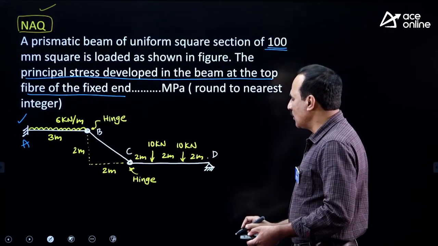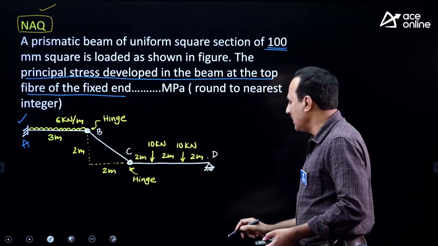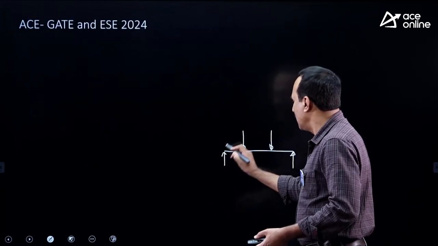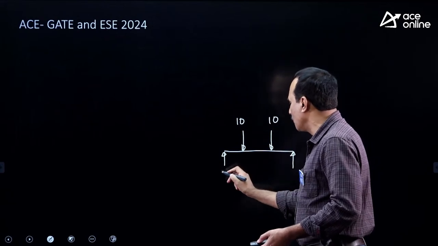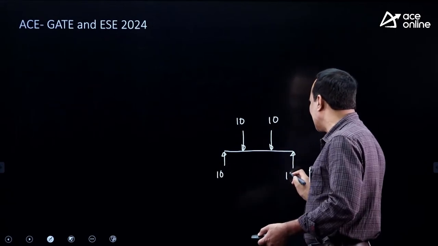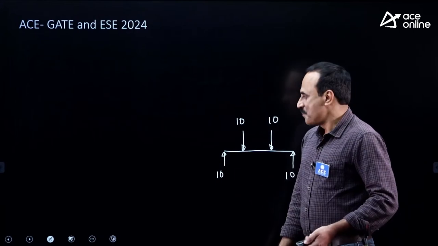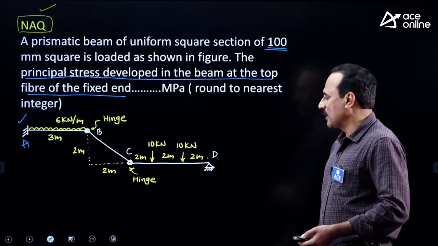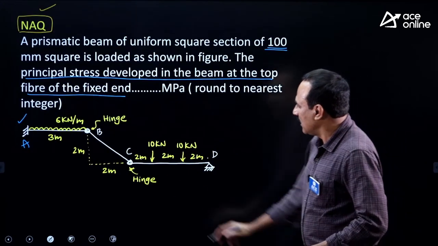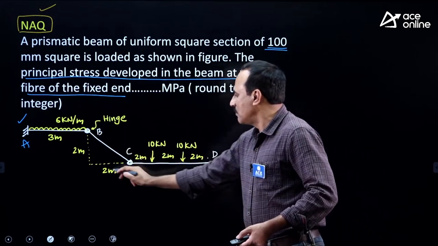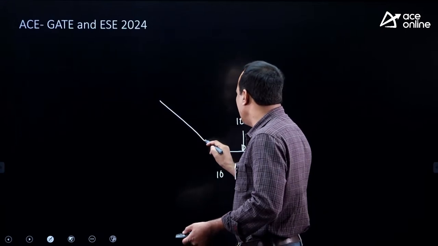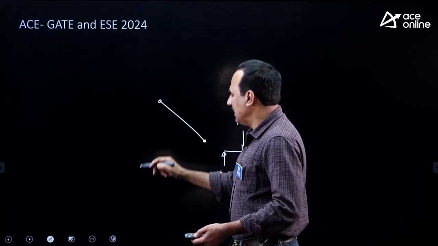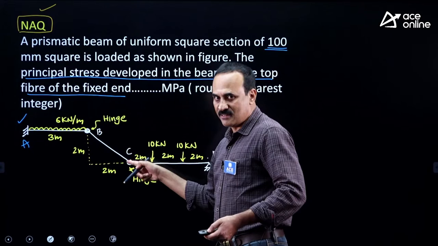10 kN, 10 kN, equal spacing of 2 meter each. So each reaction is also 10 kN, just by symmetry. And take the free body of this inclined member. 2 meter, 2 meter means it is a 45 degree inclined member. This inclined member is not having any force on it.